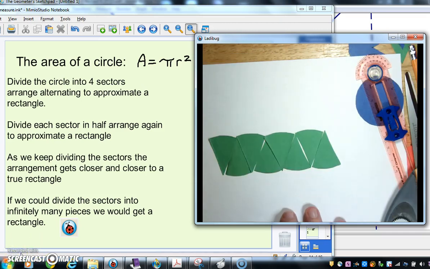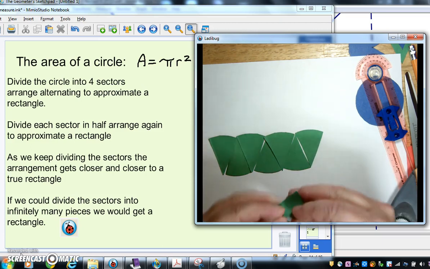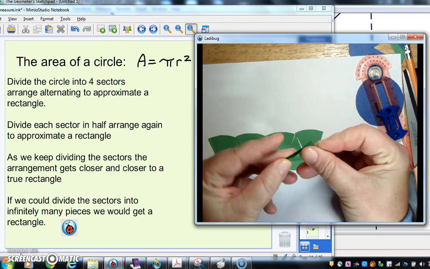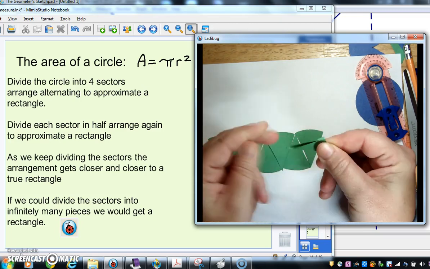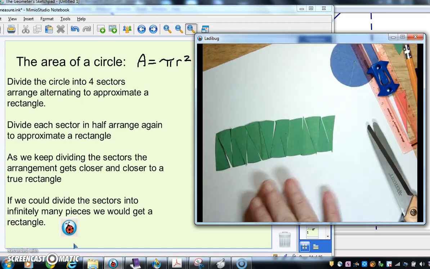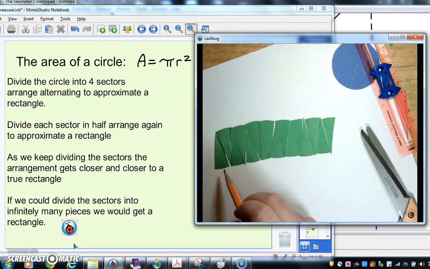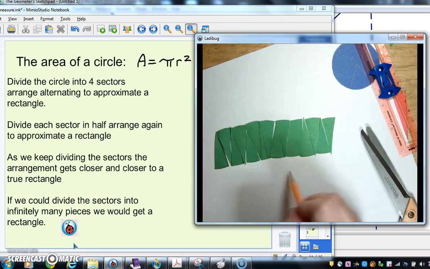So now I took my 4 sectors and cut them into 8 sectors. And you can see that it's getting a little closer to a rectangle. And now I'm going to do it one more time. I'm going to fold each one over so that I will have 16 sectors. Now I've cut those 8 sectors into 16 sectors, and as you can see, it's getting closer and closer to the shape of a rectangle. Now, if I could cut these infinitely many times, I would actually get a rectangle.